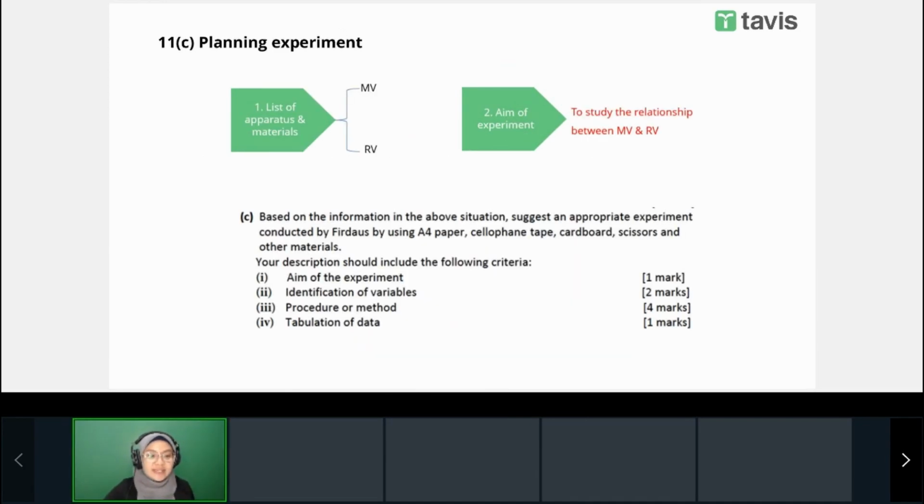Okay. Question C. Lots of students don't want to answer this question. I am also not sure why. Maybe because you have to write the procedure. Okay, to write the procedure is very easy. I have a tip for you. Basically, they are going to give the list of apparatus and the materials that you need. Firdaus is using A4 paper, cellophane tape, cardboard, scissors, and other materials. You can include other materials.